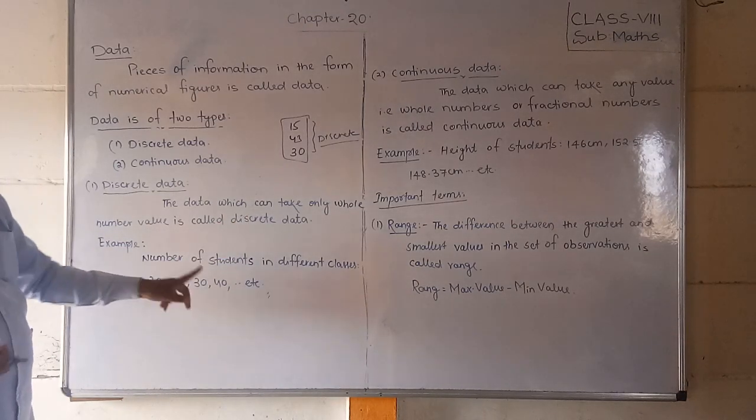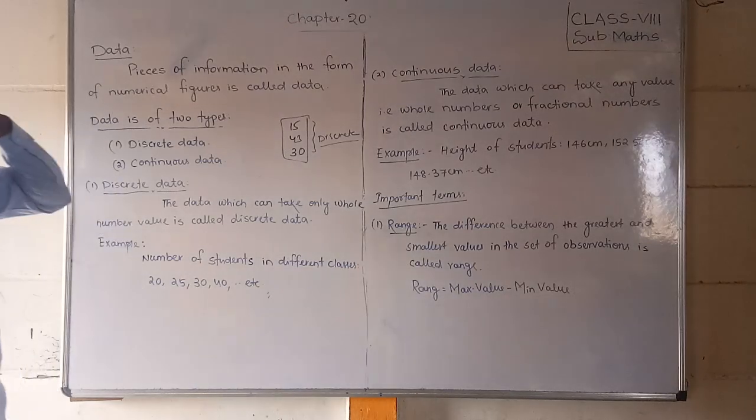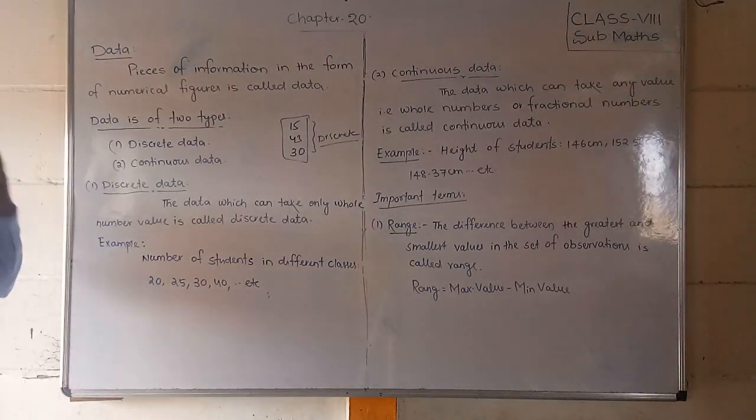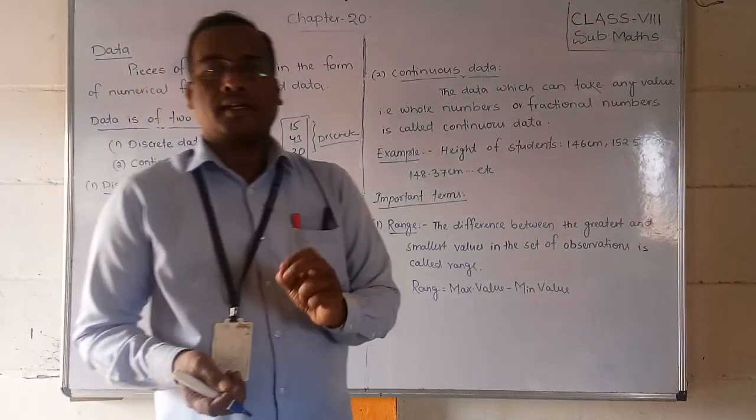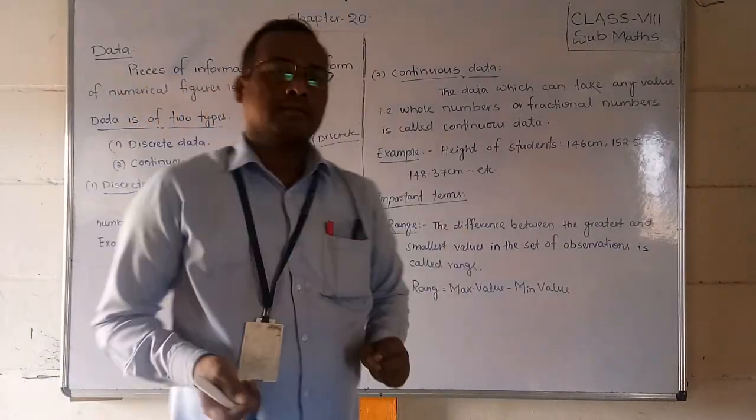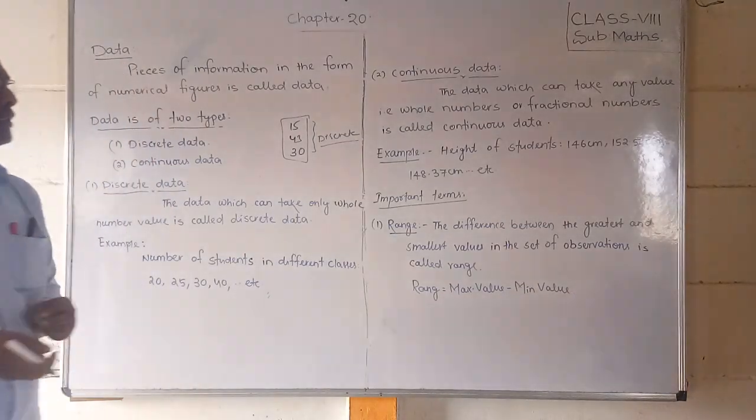25 is a whole number. 30, 40, these are discrete data, because whenever we are collecting data as whole numbers, that is called discrete data. Now, what do you mean by continuous data?